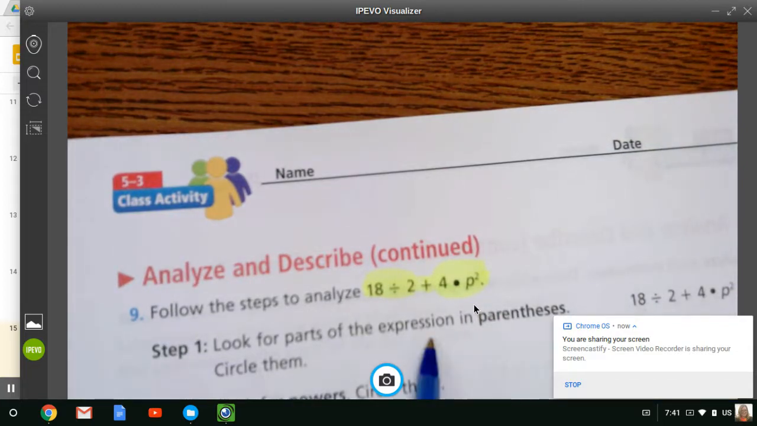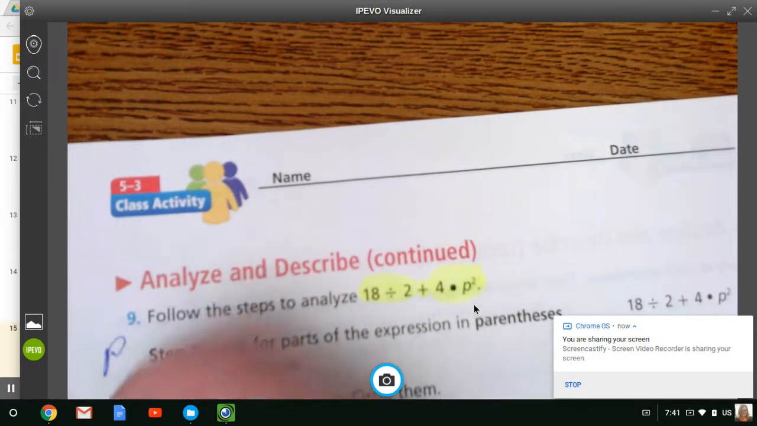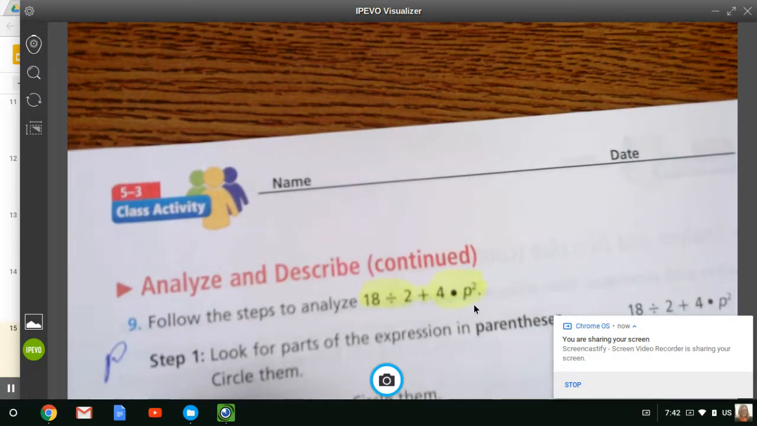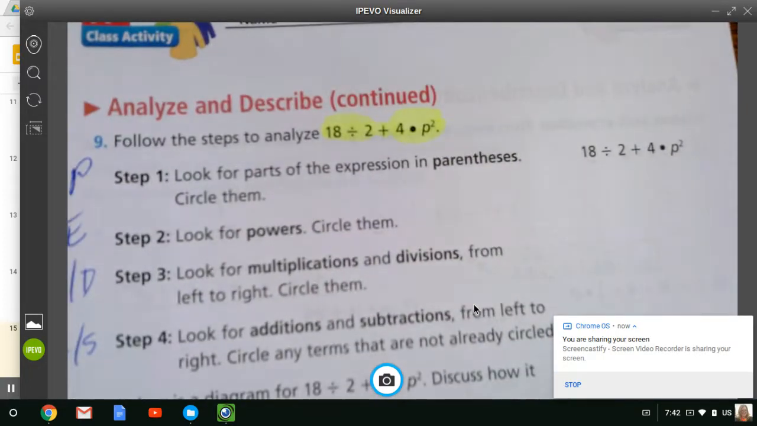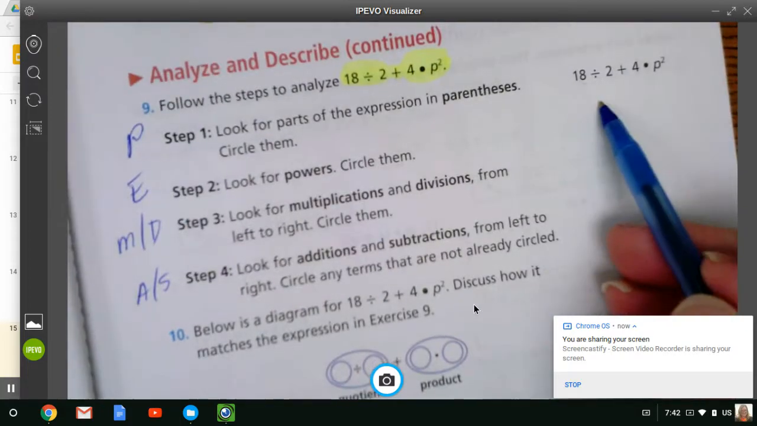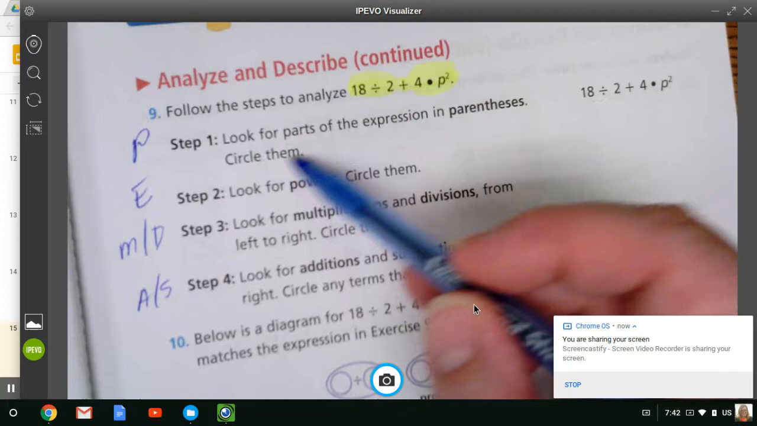So we're going to look at the parts of the expression in parentheses. So this is our P, our PEMDAS, right? These are our steps. So here's our original expression. So we're going to analyze it, look for the parts.